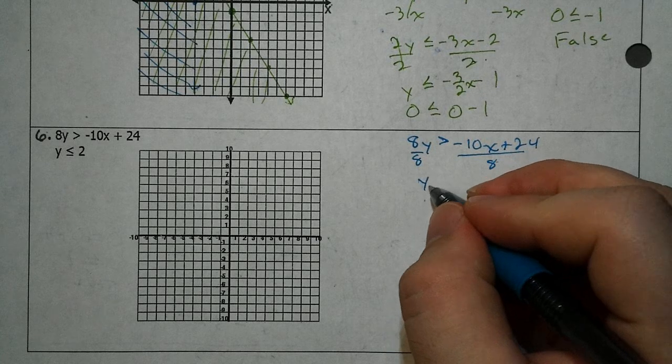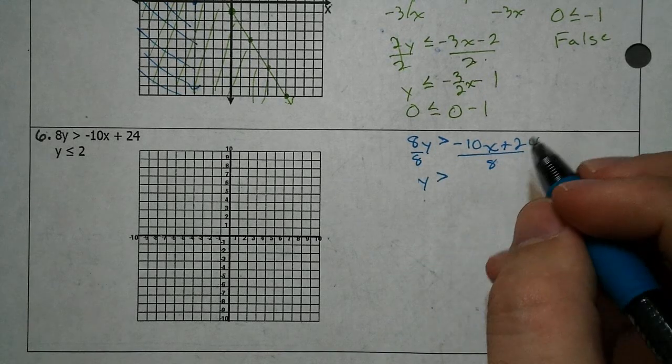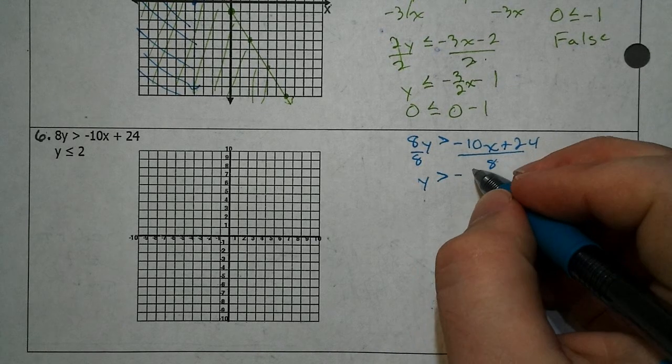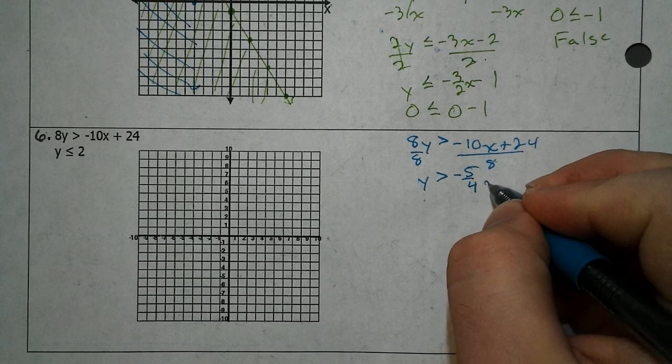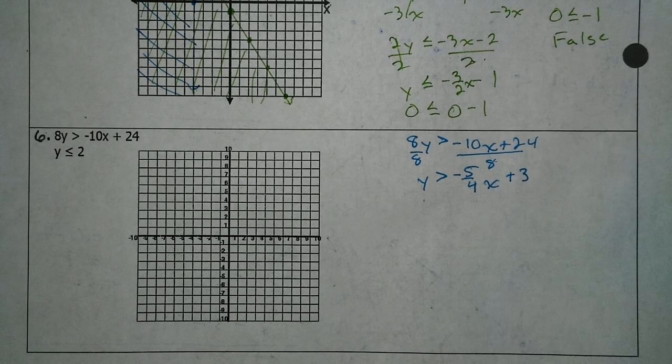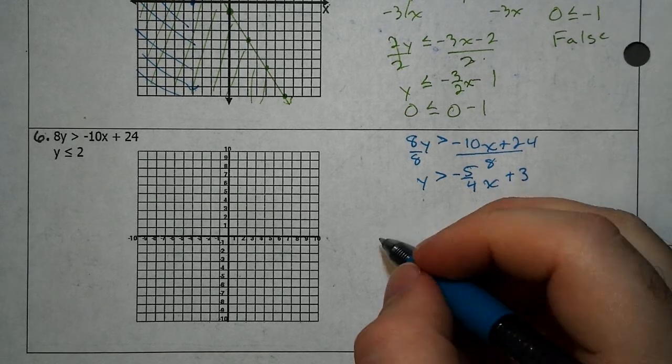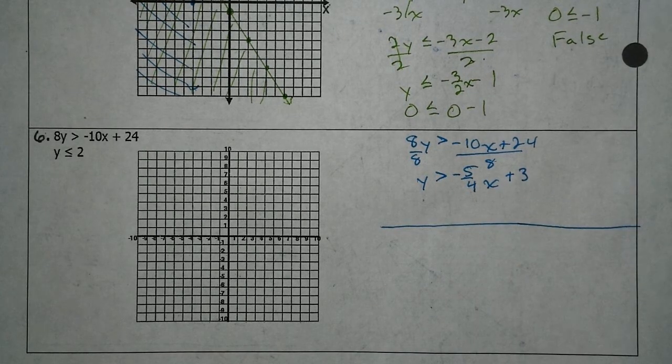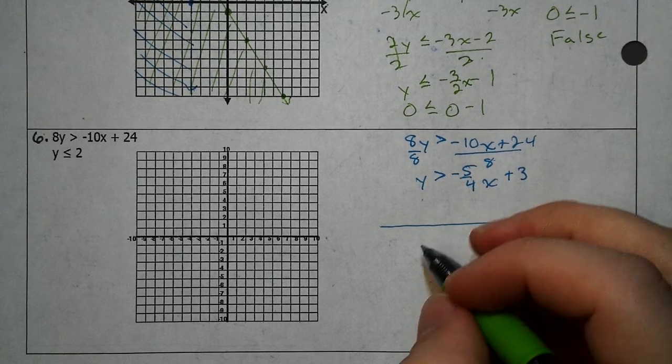We get y is greater than -8/10, which reduces to -5/4 x, and then 24 divided by 8 is 3. So we have our equation. For our second one, it just says y is less than or equal to 2.